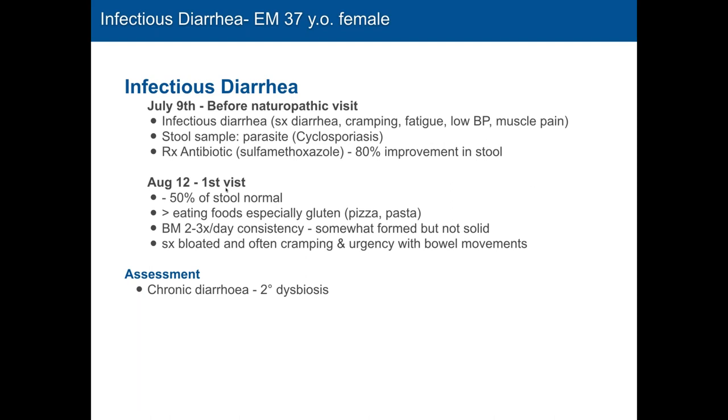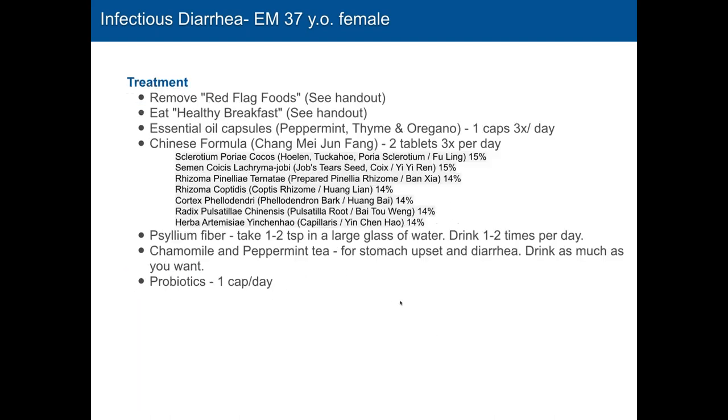But then when I saw her, 50% of her stools were normal. The other ones weren't normal. And it was worse when she ate certain things. She had several bowel movements a day, kind of formed, not really. And she was basically suffering from bloating and cramping and urgency when she did have a bowel movement. So it was kind of a low-grade chronic diarrhea. And so, like usual, I gave her the red flag foods, told her to eat a healthy breakfast. Those two things would increase the fiber and remove possible things that could be contributing to it. Now, because she's got inflammation, she may be more sensitive to foods that she wasn't before.